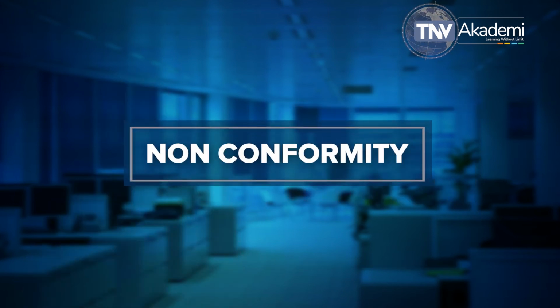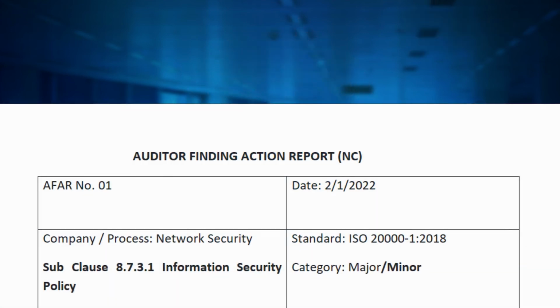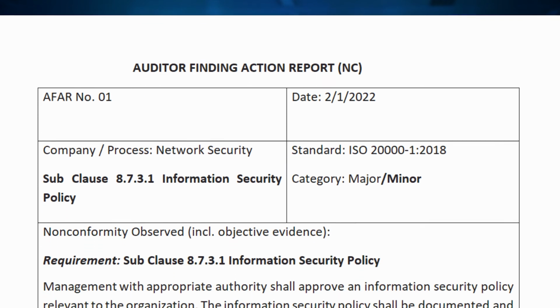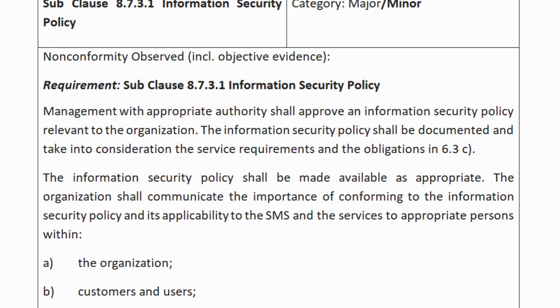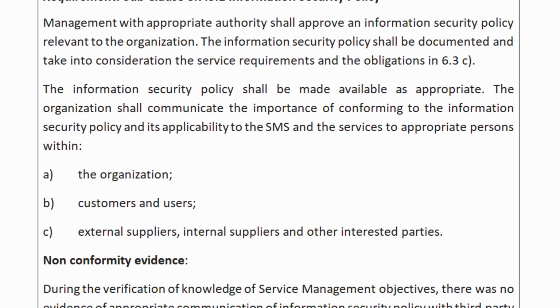Now, come to the non-conformity. Please see a sample auditor finding action report on screen for having an idea about writing non-conformities under this clause. Please go through this and try to understand the various components of this non-conformance report.